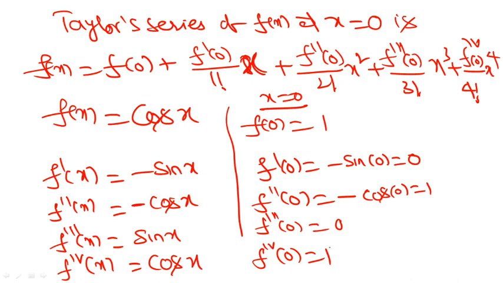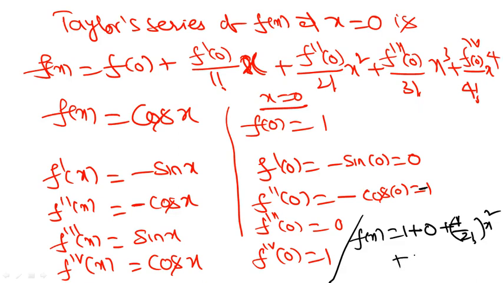By replacing all the values, f of x has f of 0 as 1 and f dash of 0 as 0. f double dash of 0 is minus 1, so we get minus 1 by 2 factorial into x square. f triple dash of 0 is 0. f fourth dash of 0 is 1, so we get 1 by 4 factorial into x power 4.